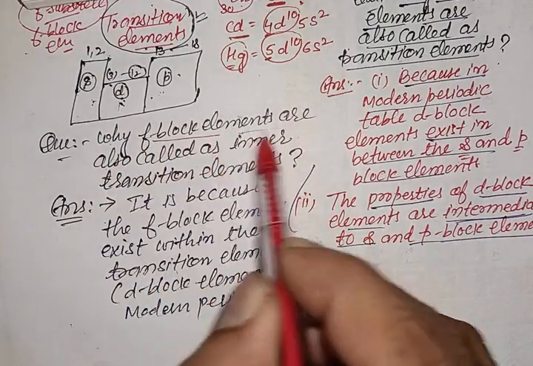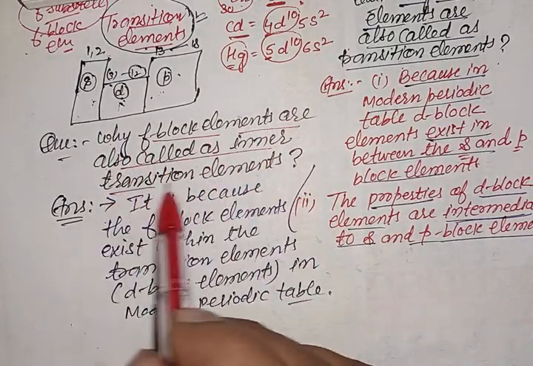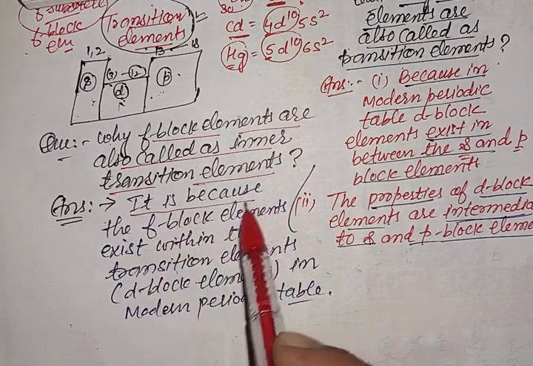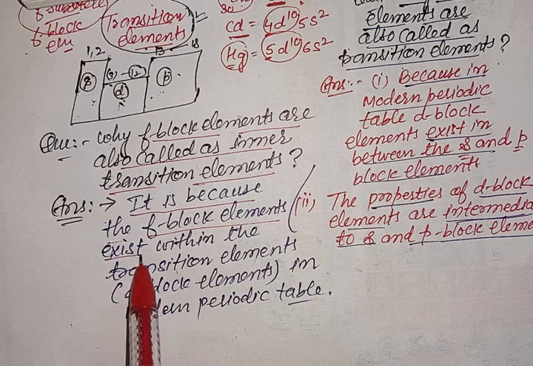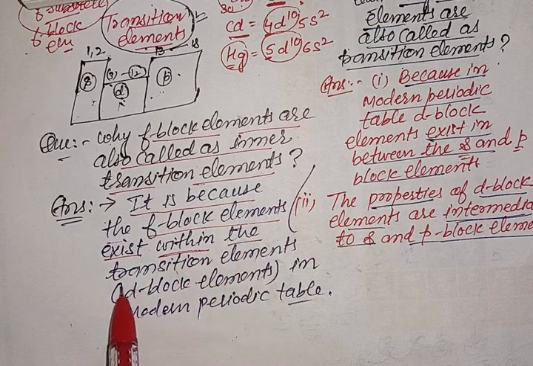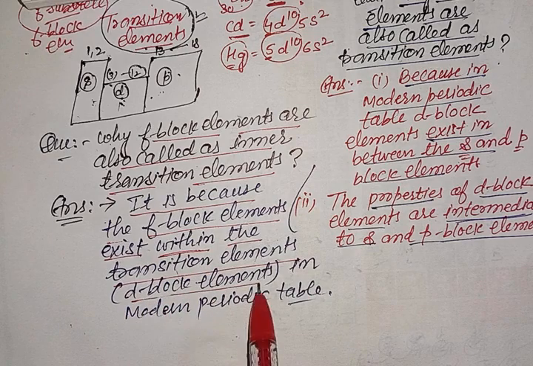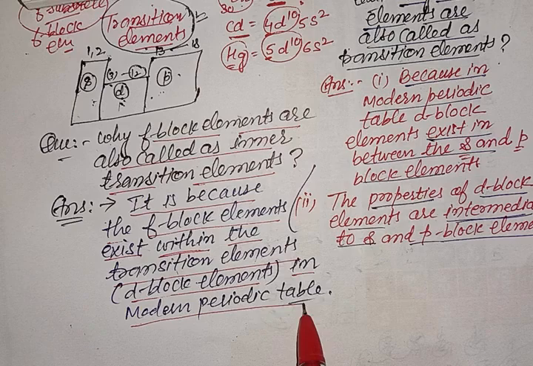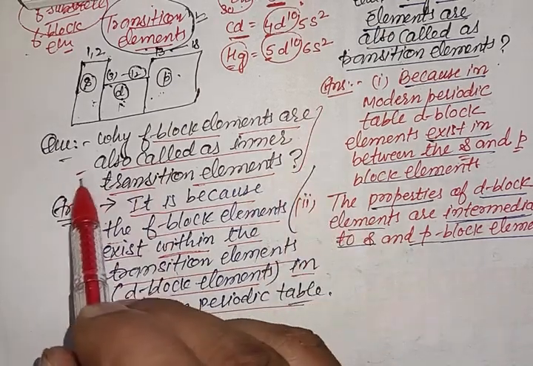Why are f block elements also called inner transition elements? It is because the f block elements exist within the transition elements, or within the d block elements, in the modern periodic table. That's why they are also called inner transition elements.